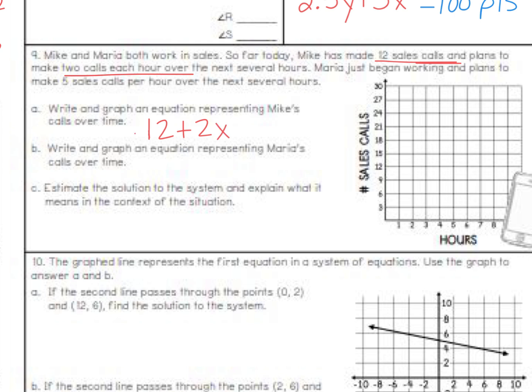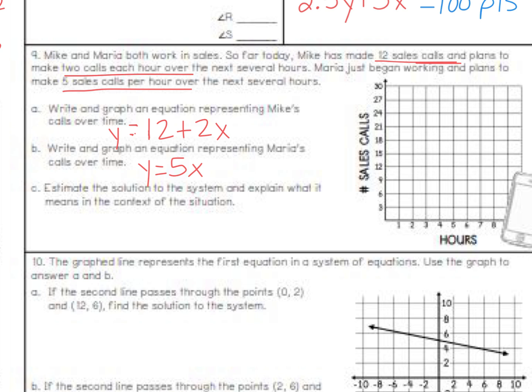So if we're going to do that, then we can say Y is Mike. Okay. And then, actually, we have sales calls in hours, so Y equals. Mike is not Y. Sorry, that was not correct. Maria has just begun. She's going to make 5 calls per hour. What does Maria's equation look like? Y equals 5x.